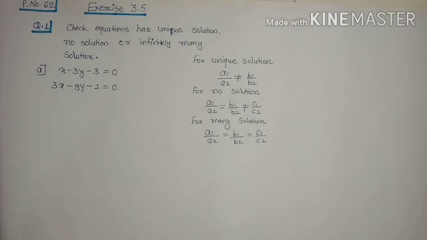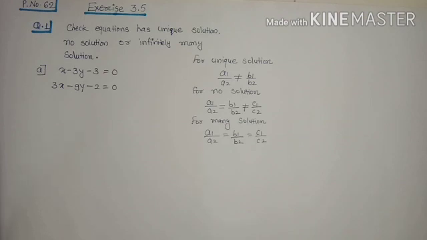Hello students, today we will solve exercise 3.5 which is given on page number 62. Question number 1: check whether the given equations have a unique solution, no solution, or infinite solutions. And if an equation has a unique solution, you have to find the solution by using the cross multiplication method.